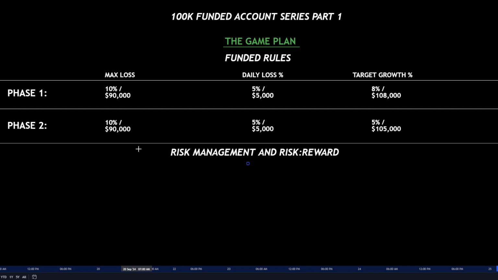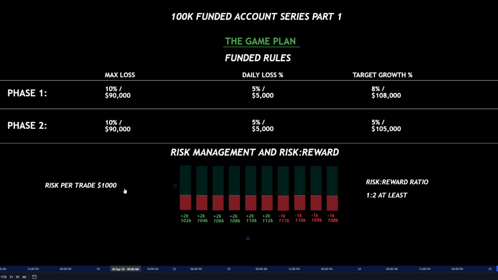My win rate is 60%. It's right around 60%. So I've decided to visualize that down here. I'm going to be risking $1,000 per trade, which is 1% of the starting capital of the account. Obviously, as the account grows, it will no longer be 1%, but that's going to be my linear risk per trade for the entire duration of me using this funded account.